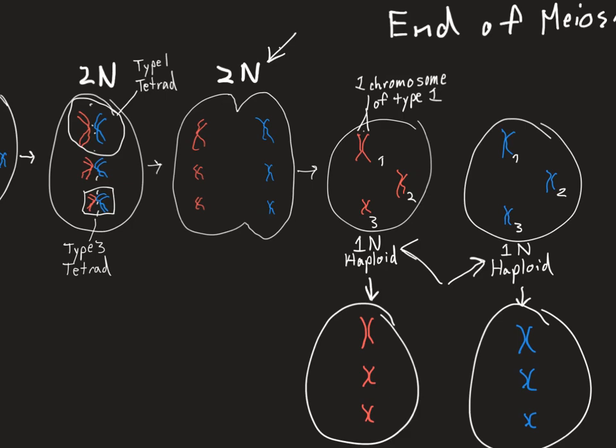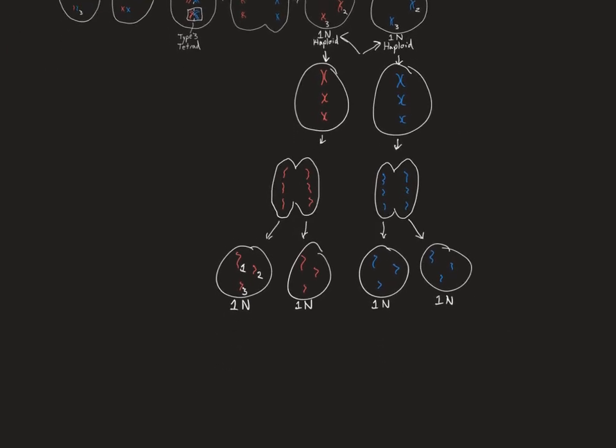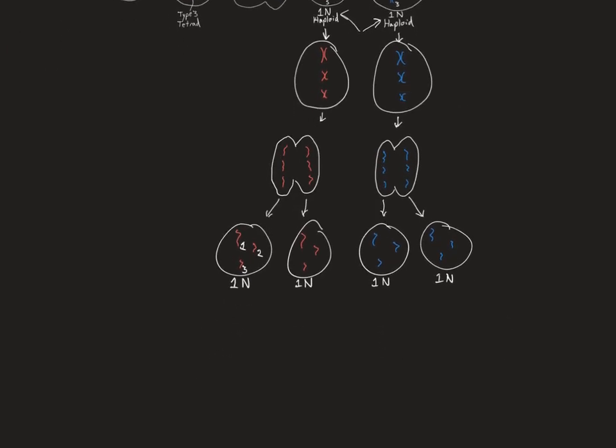And the last question here is, what is produced at the end of meiosis 2? So these are 4 daughter cells that are all haploid, or 1N.